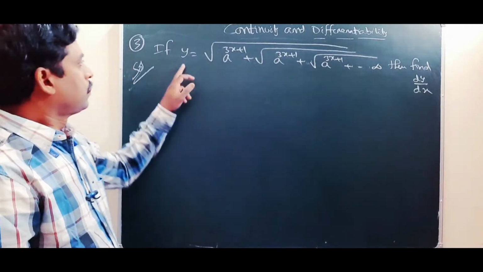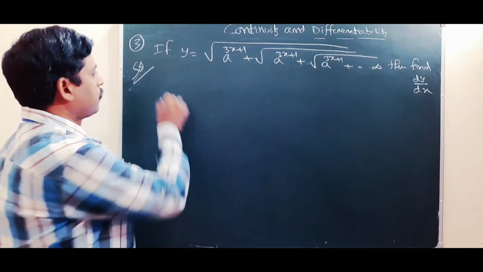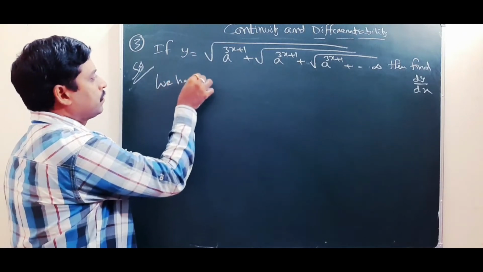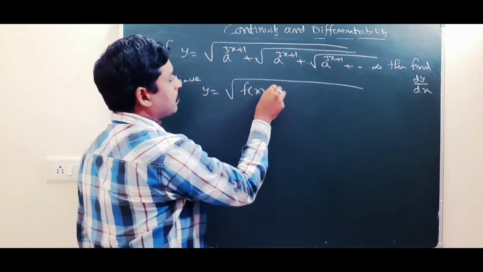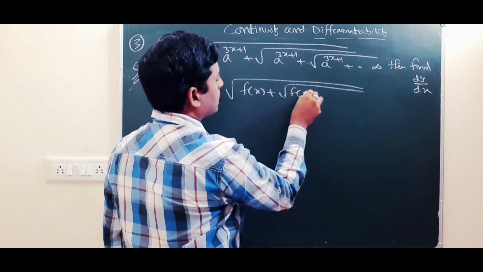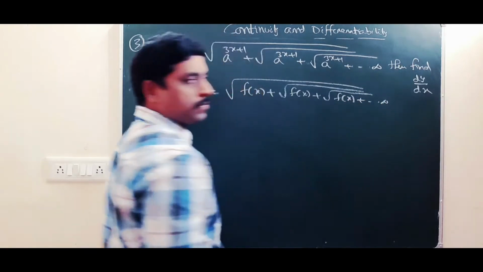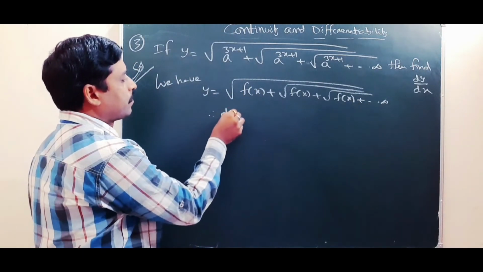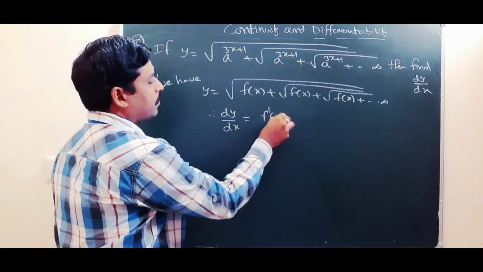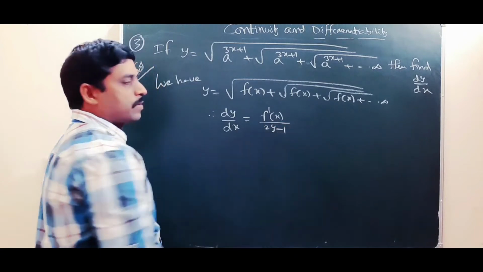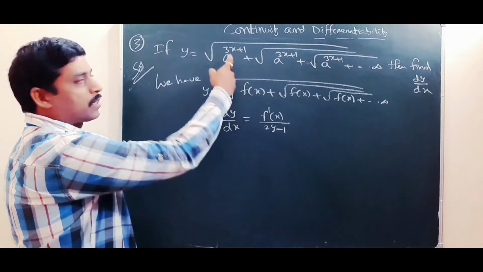Let us look at the next question. The value of y is given, then find dy by dx. Okay, we have one formula. y is equal to root under f of x plus root under f of x plus root under f of x and so on. Therefore, dy by dx is equal to f dash x by 2y minus 1. Okay, so what is the value of f of x?